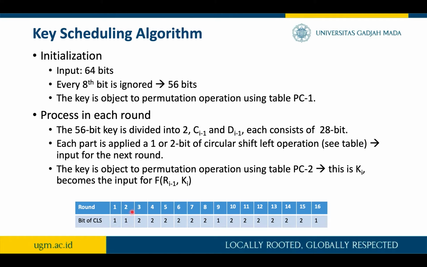Then after that, we do a permutation again using table PC2, and this will be the subkey in that round. While for the next round, we don't need to do a permutation using PC1, just using the circular shift left operation.